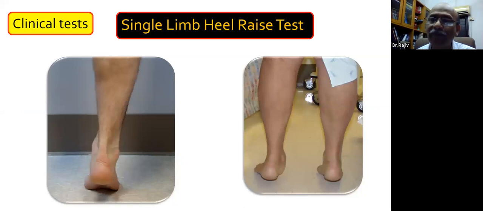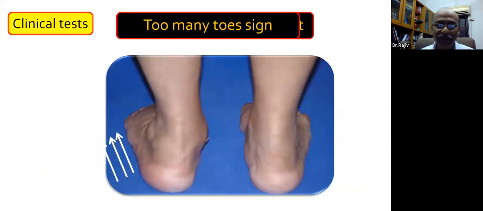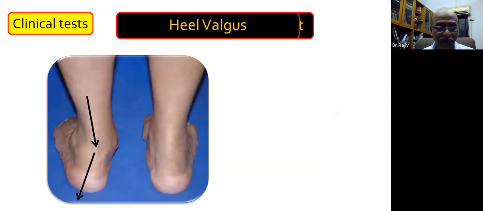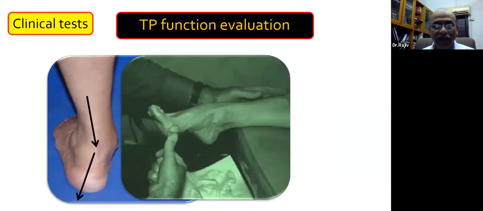Now, there are very important clinical tests. If you have attended my clinical examination webinar, a single heel raise test is going to tell us about the integrity of the tibialis posterior tendon. Then the too many toes sign: when you look from behind, if you see more than 1.5 toes, that means the heel has gone into valgus. So it is stage 2B flat foot. You also need to evaluate tibialis posterior function, and I showed on that day how to evaluate it clinically.